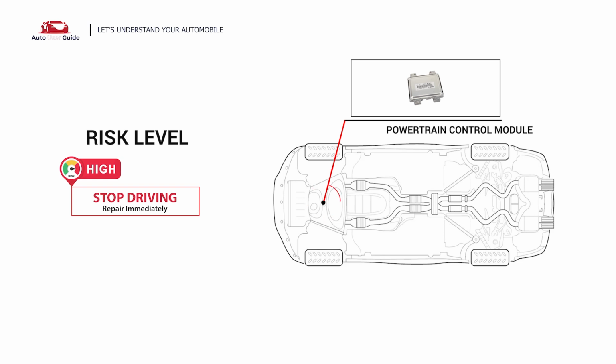This engine code indicates a coolant pump B control circuit low malfunction. The ECM is detecting a voltage issue in the control circuit for the secondary or auxiliary engine coolant pump, B. Under this circumstance, stop driving and repair your vehicle immediately.